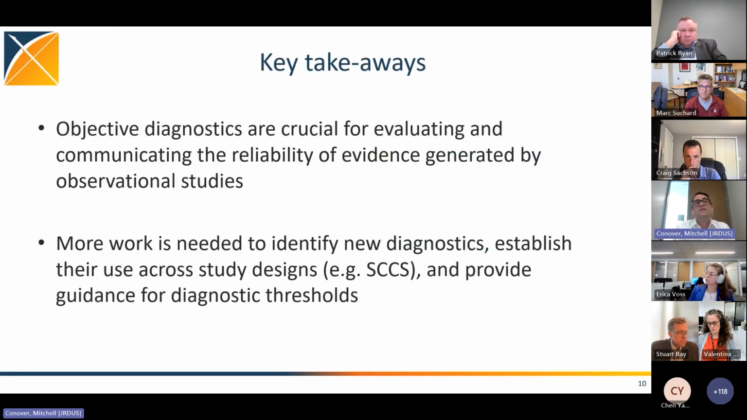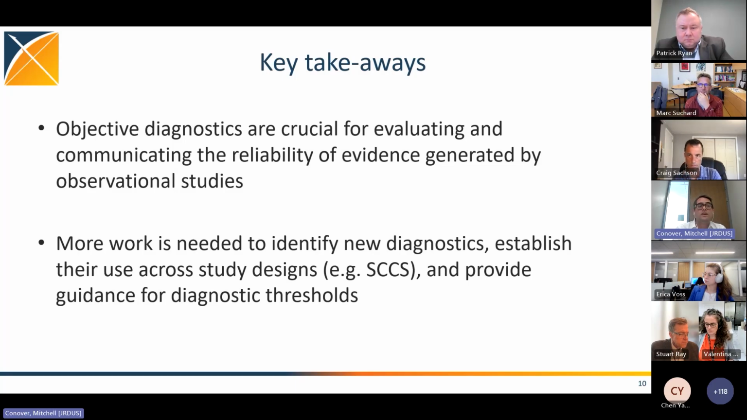So the key takeaways: I just want to mention that objective diagnostics are very important for evaluating and communicating the reliability of evidence generated by observational studies. This applies to large-scale evidence generation, but also to one-off individual studies, where it might be even more important to establish a common reference.